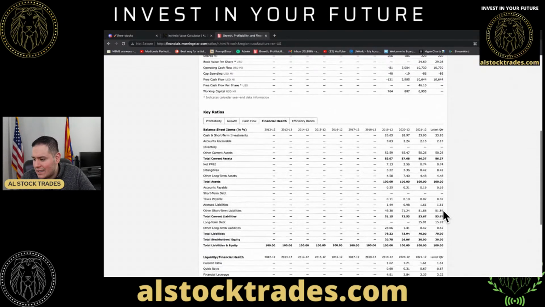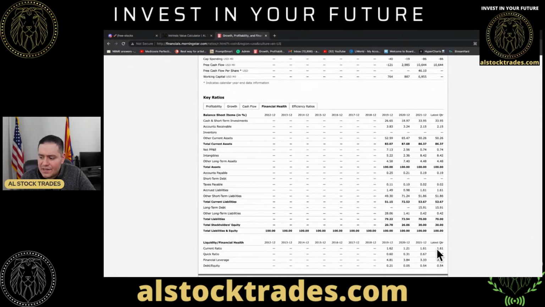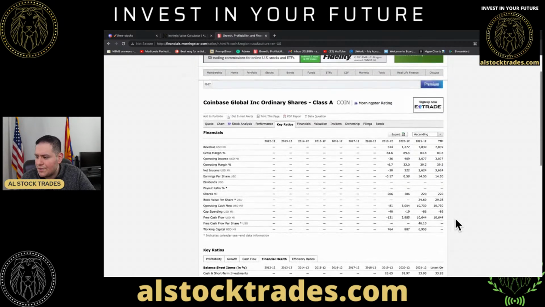Now, normally I would give you another graph, but this is a very clean-cut Benjamin Graham type stock. You have a current ratio above 1.5 and a debt to equity at a reasonable level. We go into what this means in our course.